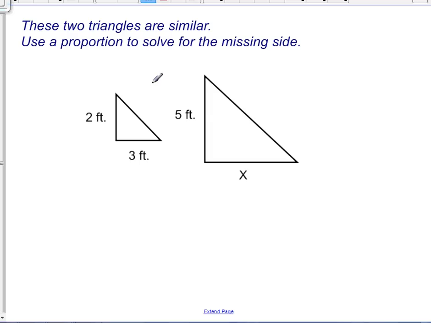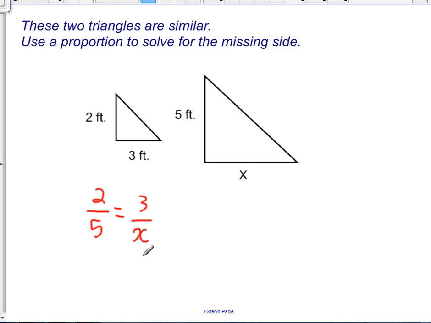All right, so we're going to use this idea to solve this problem here. We have these two triangles that are similar. Use a proportion to solve for the missing side. So just like I did in the previous one, I'm going to take my corresponding sides. So I'm going to have 2 over 5 equals 3 over x. I got 2, 5, 3, x.